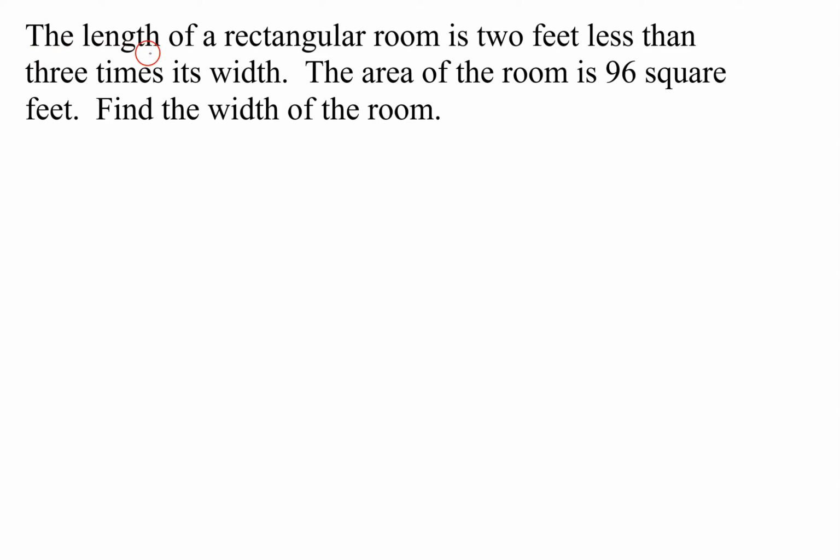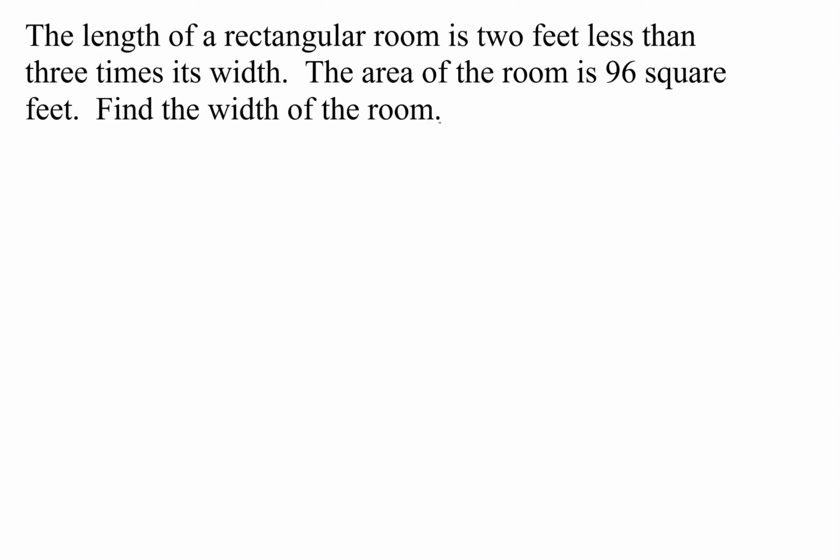In this problem, we're told the length of a rectangular room is 2 feet less than 3 times its width. The area of the room is 96 square feet. Find the width of the room.